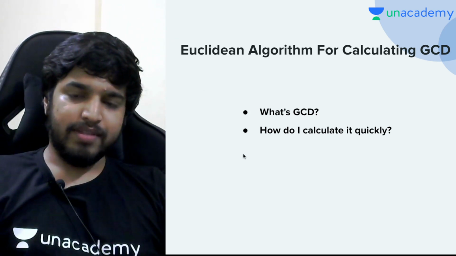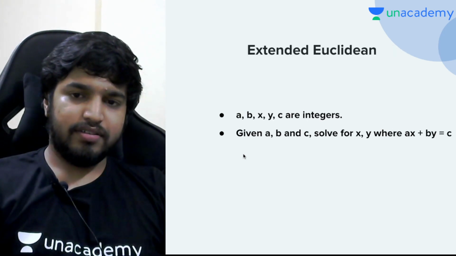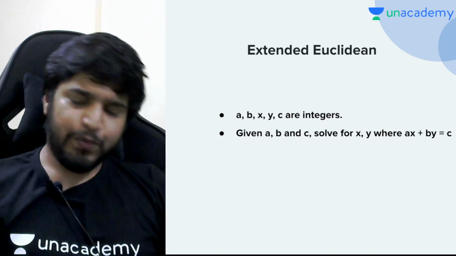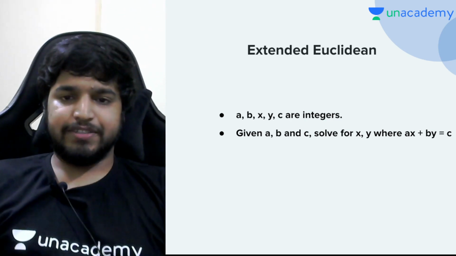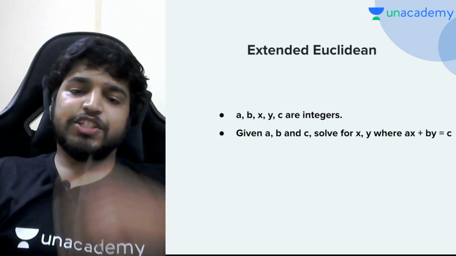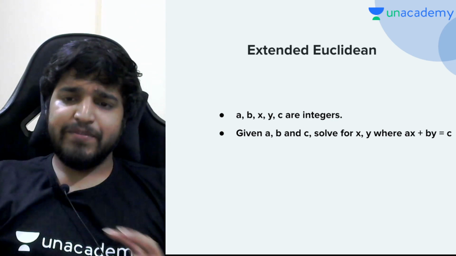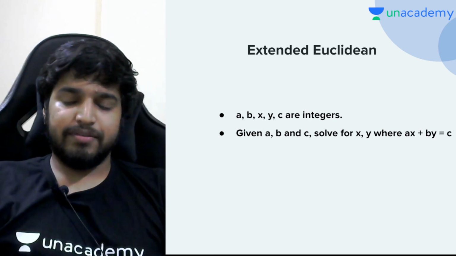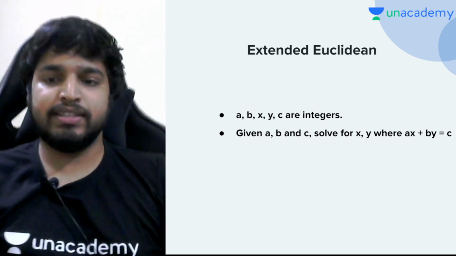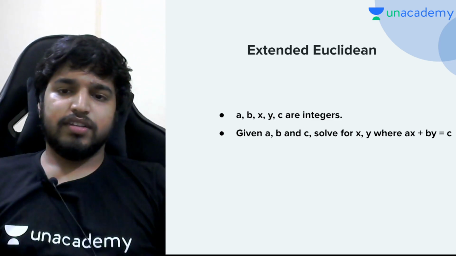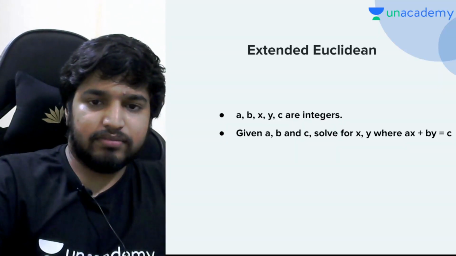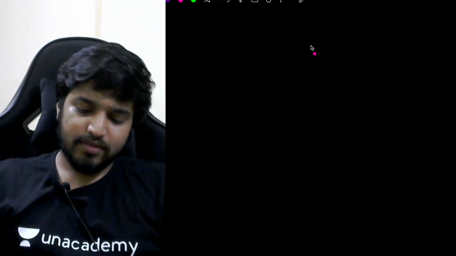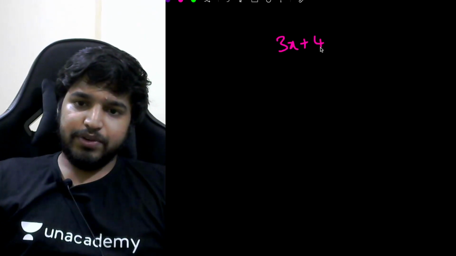So let's look at an application of this concept. What is the problem here? A, B, X, Y, all of them are integers. So given A, B, C, solve for X, Y, where AX plus BY equals C. Got it? AX plus BY equals C. Now, how will you solve this? Like they're integers. So for example, say you have to solve 3x plus 4y equals 1.